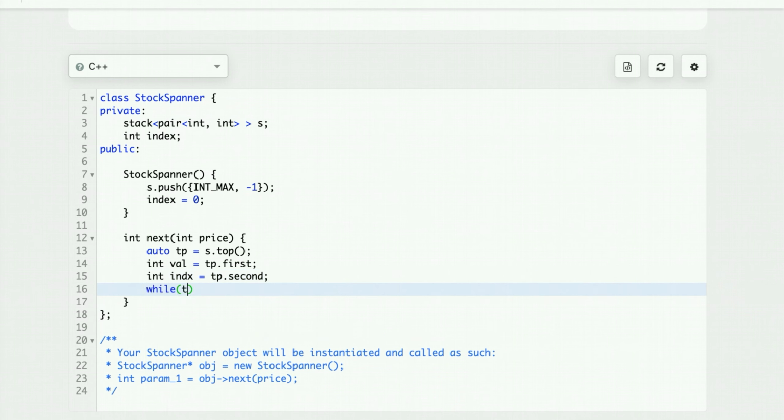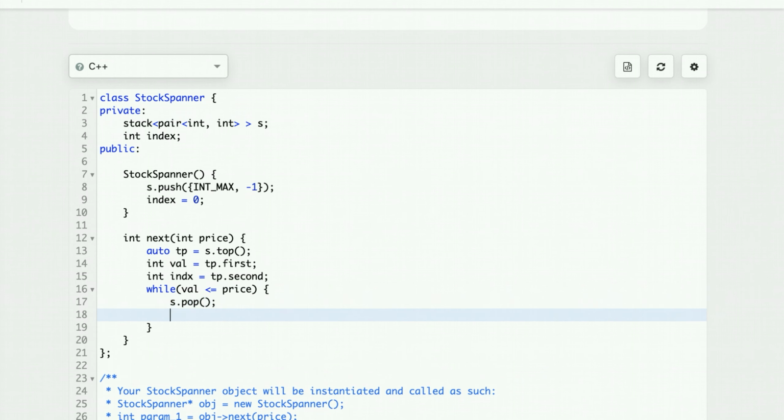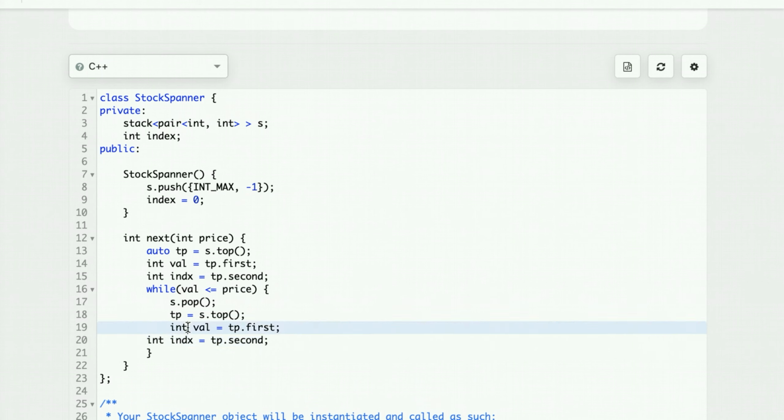And what we need to do is compare this, and we need to keep popping elements from the stack until we see the price being greater than or equal to the value. So we need to pop this out, and then we'll need to update tp to be the next for comparing the next element, and also we will update these two values. Let's copy and paste this here, we don't need to redeclare them.